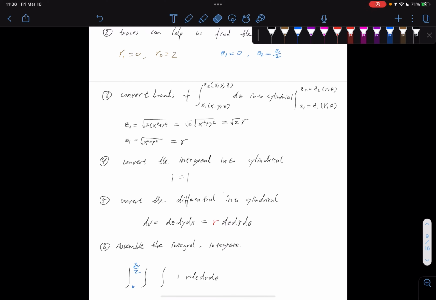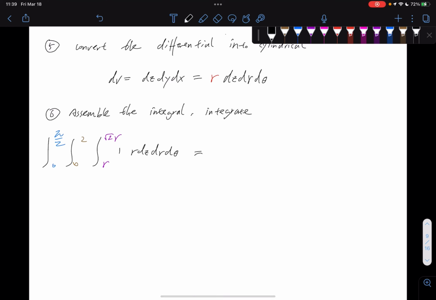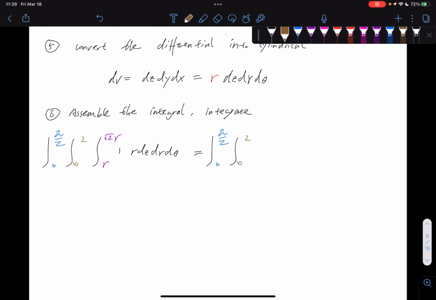Let me color code this as well. 0 to 2. And then the z bound is just r and root 2r. Let's go ahead and integrate this really quickly. Right, the rest is history. That's just going to give me r, right? So let me copy the integrals over. r times root 2r minus r, dr d theta.